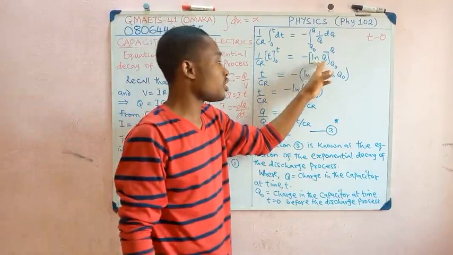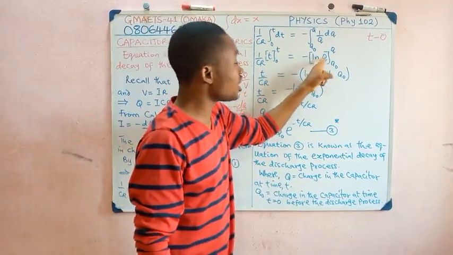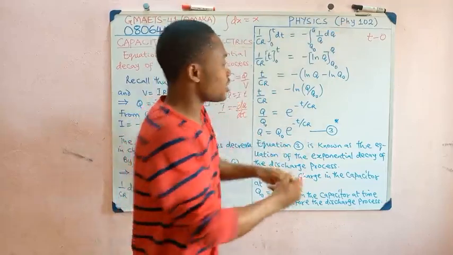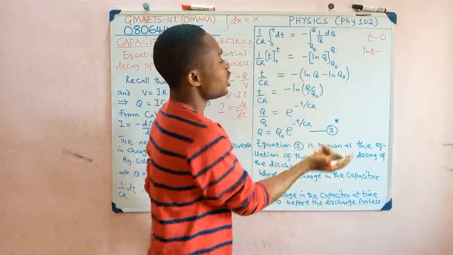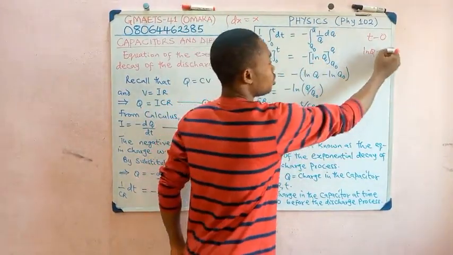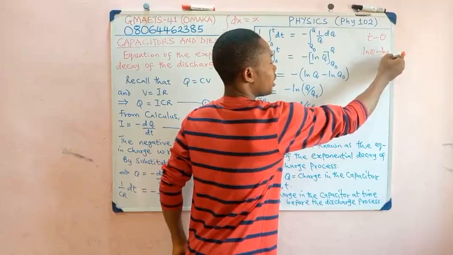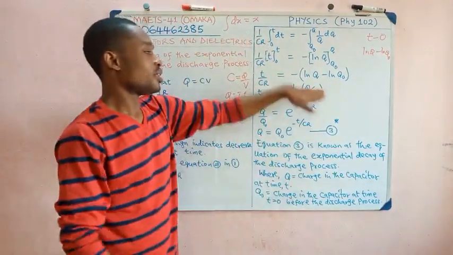Then coming over here, in place of this q in ln q, substitute the upper limit. You are going to get ln q. Go back and do subtraction, then substitute the lower limit for the q. You're going to get ln q naught. That is it here.